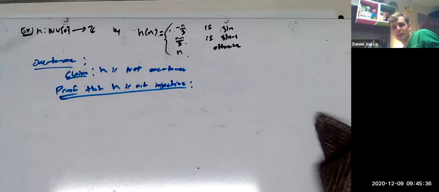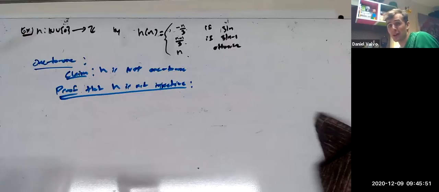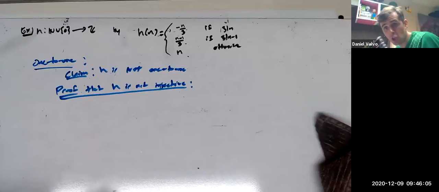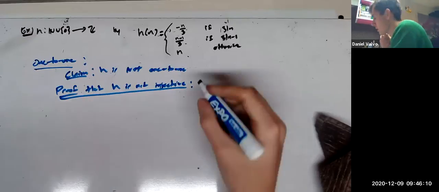So remember, to prove something is injective, we have to show that if there are any two things in the domain that map to the same thing in the codomain, the two things in the domain must have been the same. If f of A equals f of B, A must equal B. But to prove the negation, to prove that H is not injective, all we have to do is show that there exist two inputs in the domain that map to the same output in the codomain. And we already saw what those were.